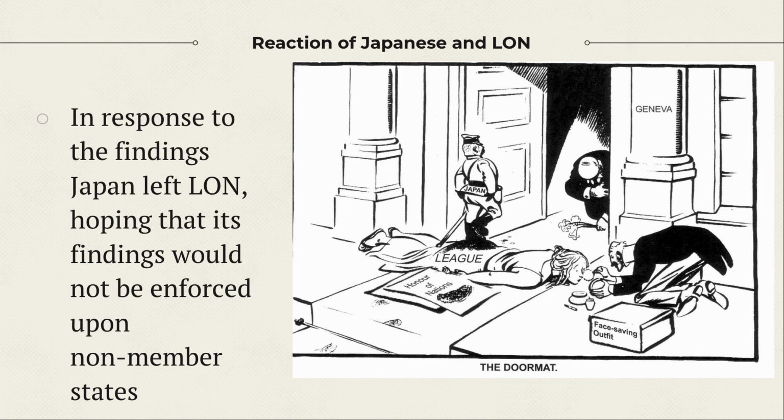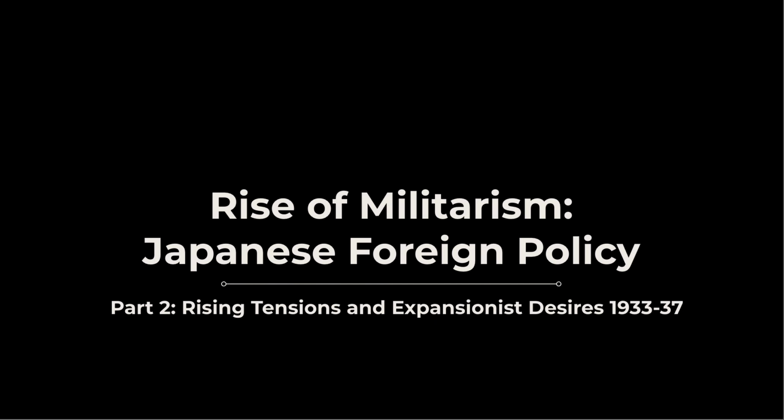So that is the initial introduction into Japanese foreign policy. What we're going to look at in the next period is part 2, where we're going to see rising tensions and expansionist desires from 1933 to 1937.